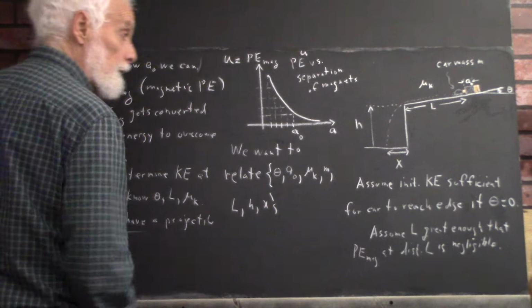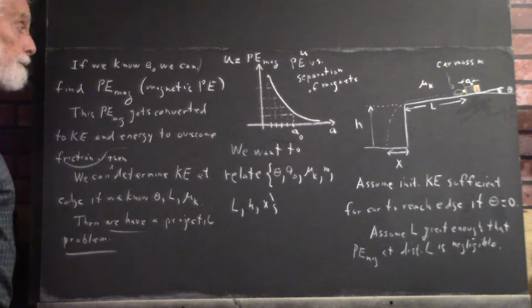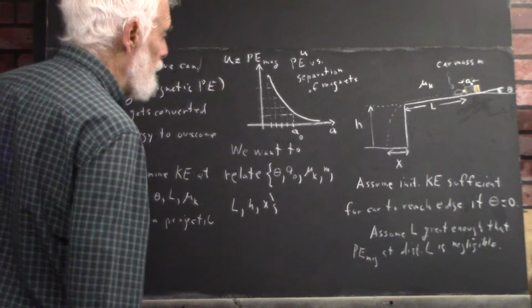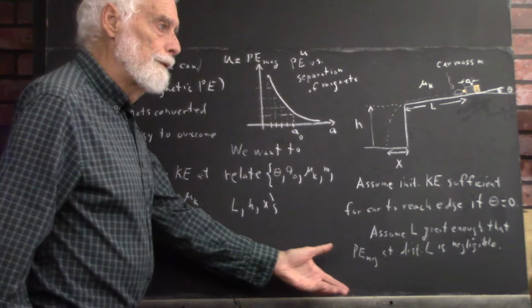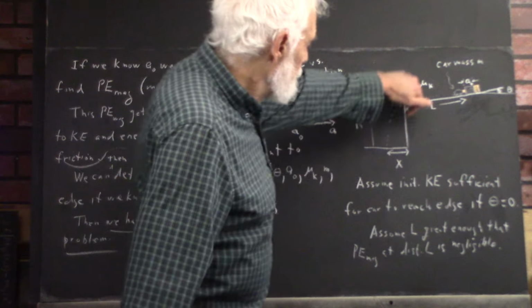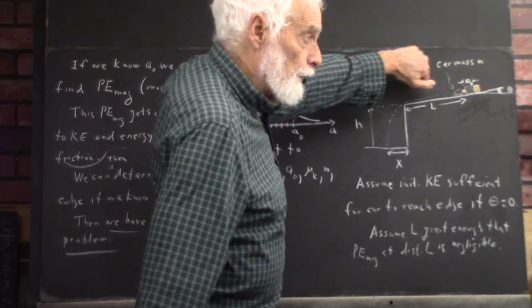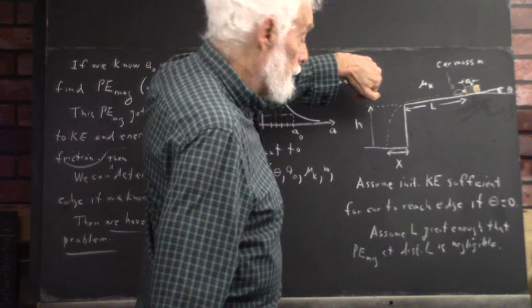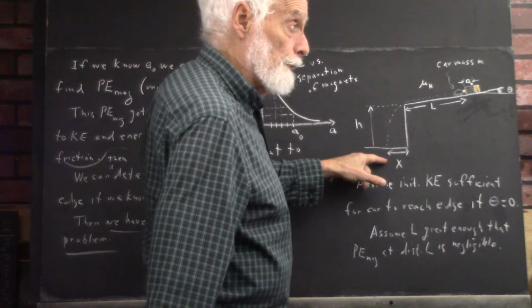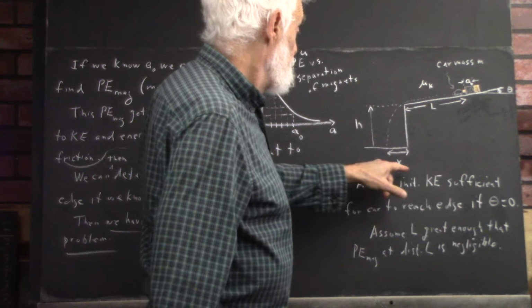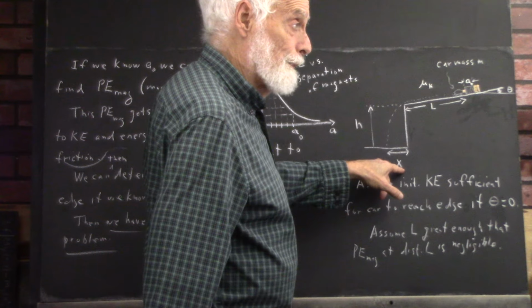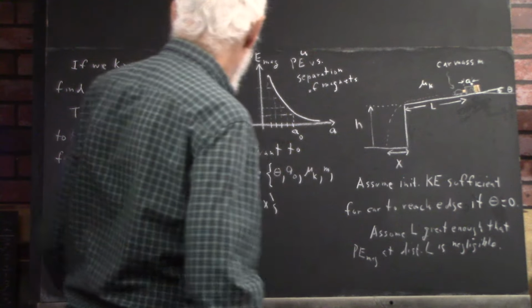Then we have a projectile problem. Whether theta is 0 or not, we know the initial speed, and we know the initial angle of the projectile, and we know how far it falls. So then we could determine x. So that's kind of an overview.